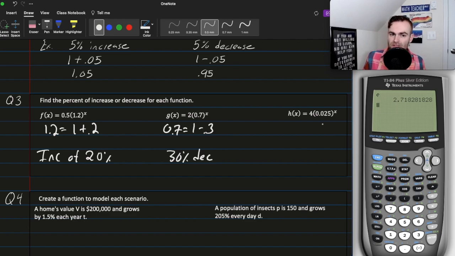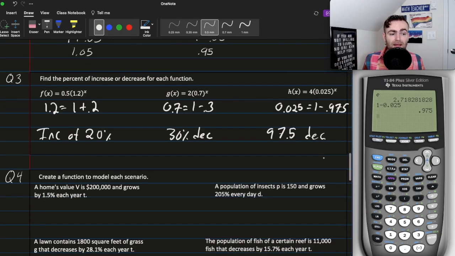This one's a little bit harder to tell. It's definitely less than 1, so what we can do is actually do 1 minus this number, 0.025. So this means that 0.025 is equal to 1 take away 0.975, or we have a 97.5% decrease.